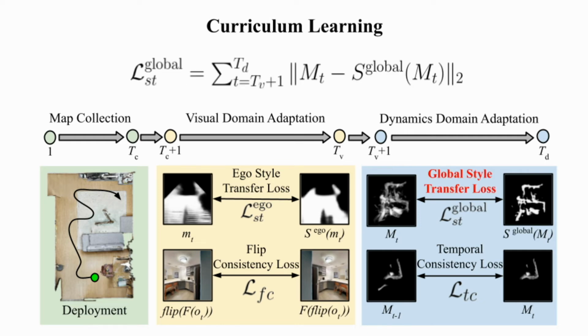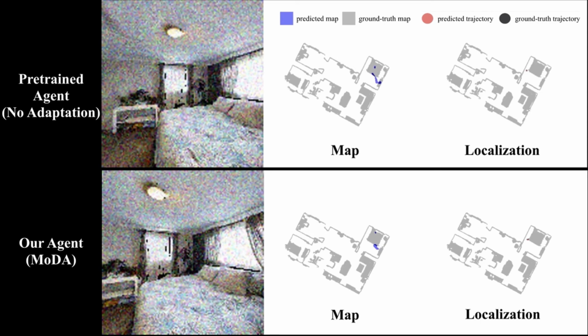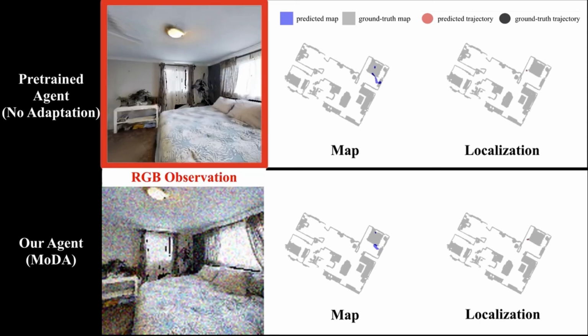We formulate the global style transfer loss using the global style transfer network mentioned earlier. It is similar to the ego style transfer loss, but the loss is computed between the predicted global map and its style transferred map. Additionally, with temporal consistency loss, the agent is encouraged to generate consistent global maps over a trajectory. Because the dynamics noise accumulates over time, we encourage the agent to learn from the global map generated from the previous time step. Here's the demo video tested on a newly seen Gibson scene with dynamics corruptions.